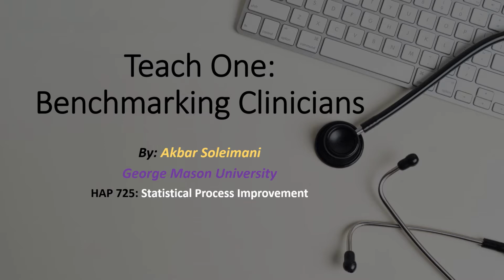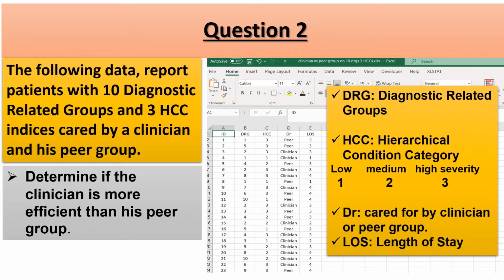In this presentation, I want to talk about benchmarking clinicians and specifically question number 2 in the assignment. But what is question number 2? Question number 2 asks: the following data report patients with 10 diagnostic related groups and 3 HCC indices cared by a clinician and his peer group. Determine if the clinician is more efficient than his peer group.